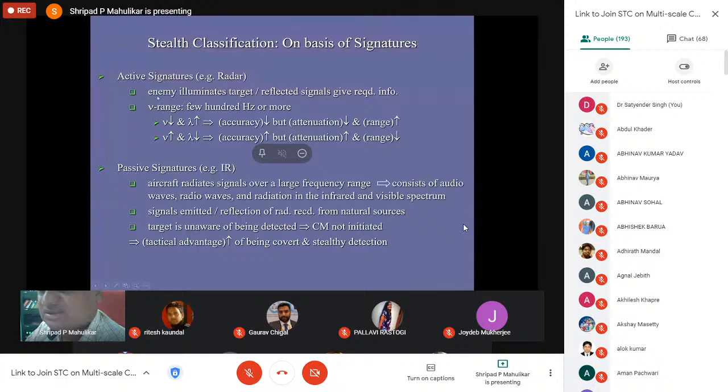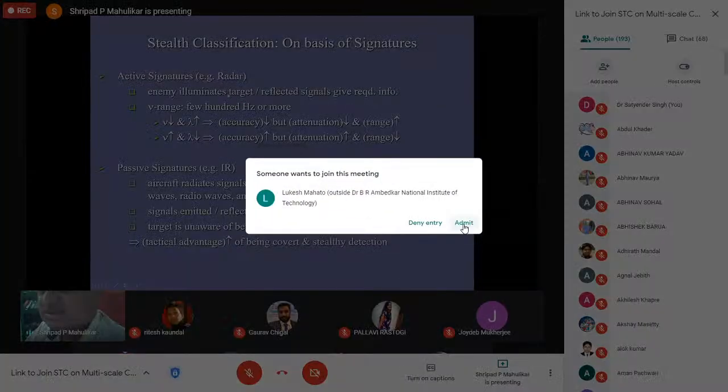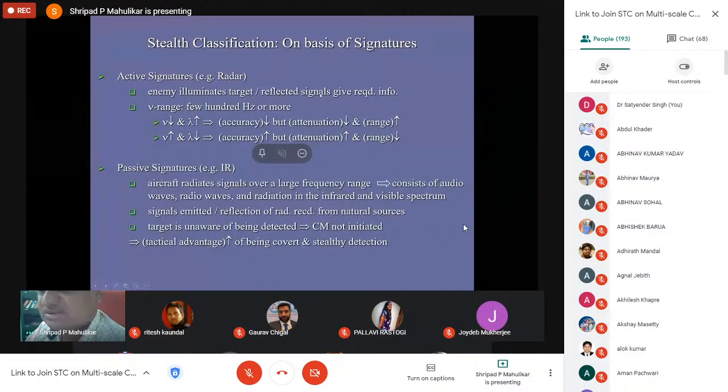As we have just discussed, active signatures, for example radar: the opposite side illuminates the target aircraft, and the reflection of the signal from the target aircraft is used for extracting the necessary information. The frequency can range from a few hundred hertz, entering into the gigahertz and even the terahertz range.